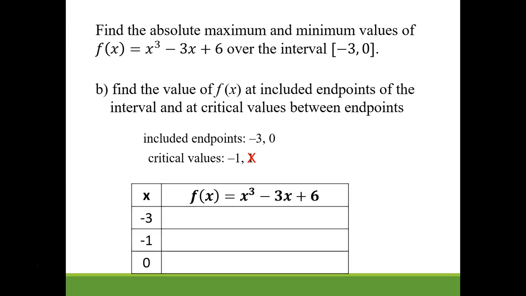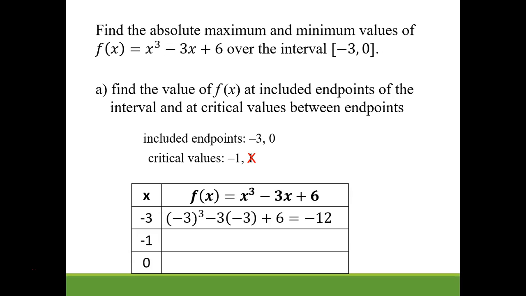So the three values which might be absolute maximum or absolute minimum points are -3, -1, and 0. Remember, -3 and 0 we have to look at because they're the endpoints of our interval, and -1 we have to look at because it's a critical point that's within the interval from -3 to 0. So what we're looking for are the y coordinates of these points, which means we'll take each of the x values and substitute that x value into our function to get a corresponding y value.